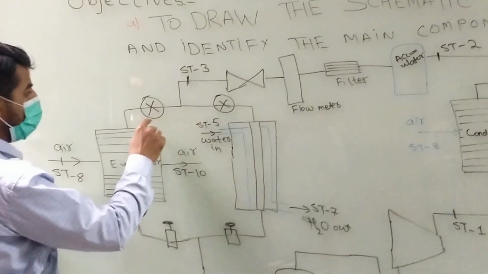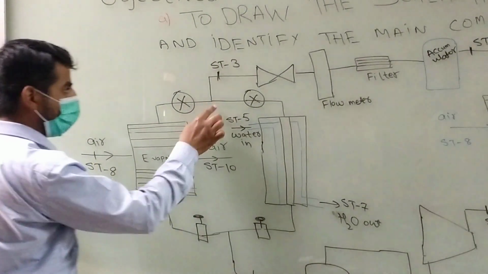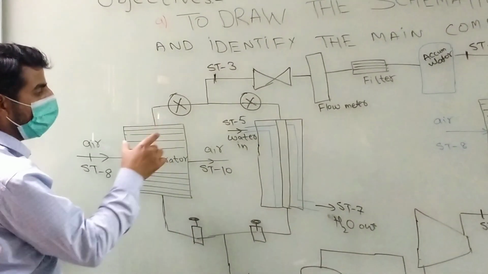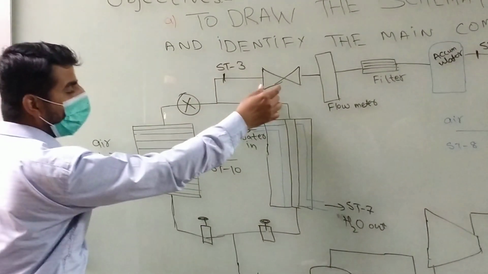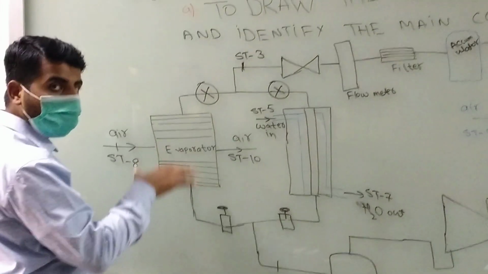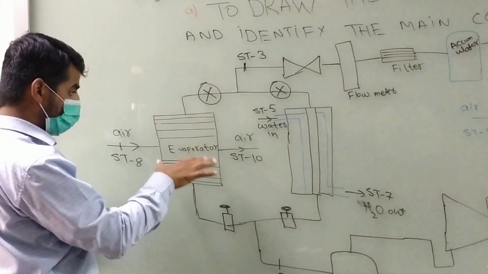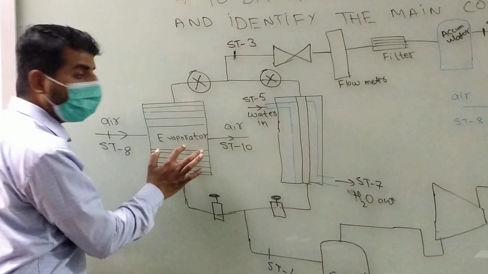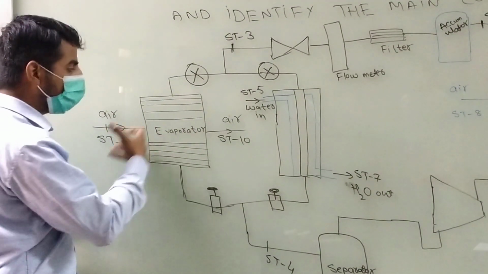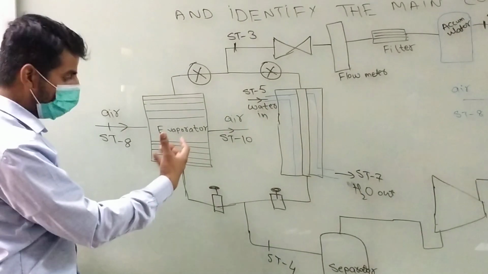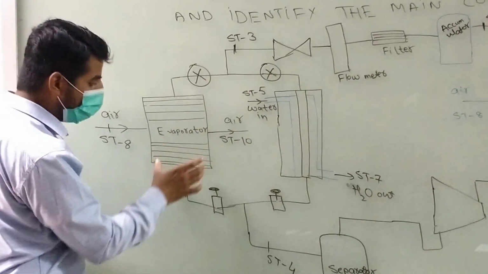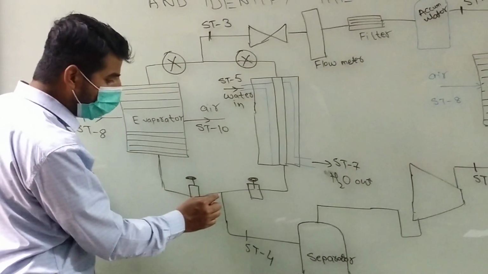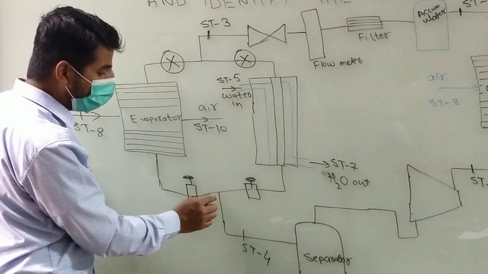For example, if these 2 valves are open and these 2 are closed, the refrigerant will follow this path, and since it is after the expansion valve, it will be at low temperature and low pressure, so it will absorb the heat from the ambient air. The temperature of the refrigerant in the evaporator is below the ambient temperature, so it will absorb the heat and change its phase to vapors. The vapors will be formed here, and after the evaporator there is another valve, so the vapors of the refrigerant will reach this point.